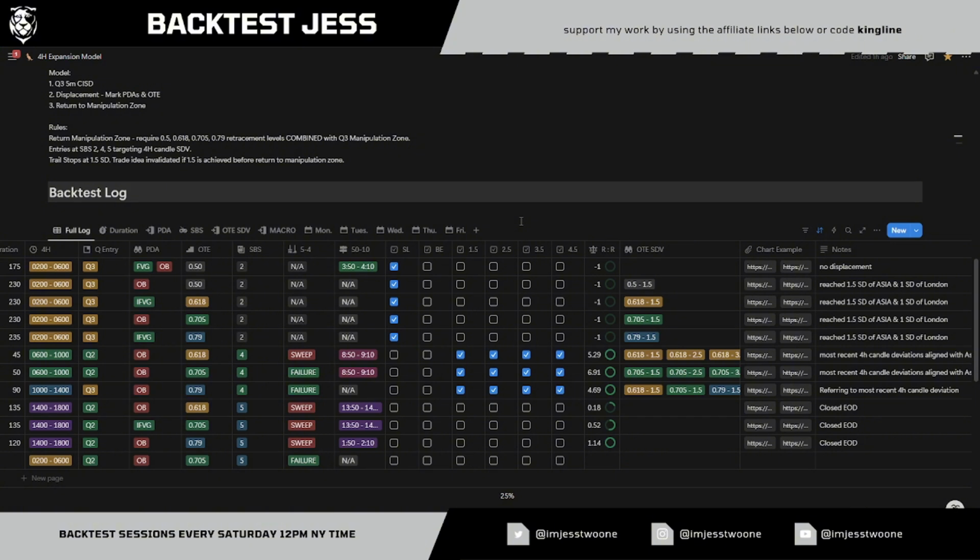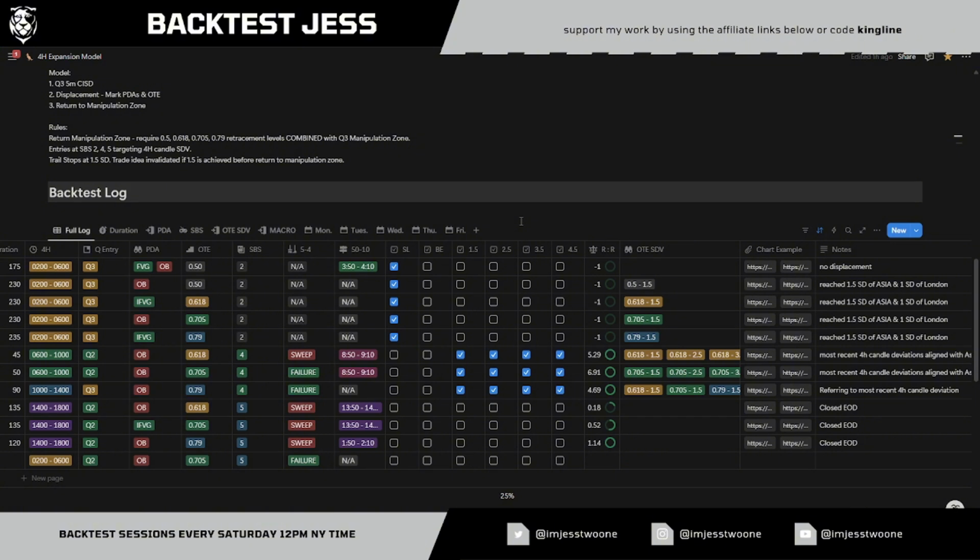But yes, exactly. I'm going to say that that's how I'm interpreting targets off of Q3, because those are the SDs we're trying to realize, or that's where we want to see the 4-hour candle expand to. And then the most recent SD for trailing stops. That's how I'm understanding it so far.